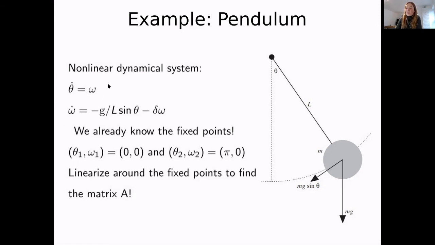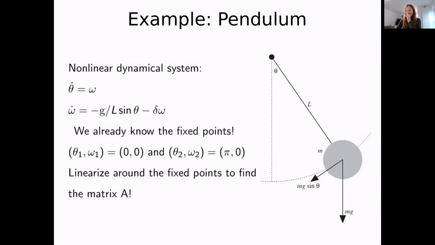Again, the first one is trivial. So the rate of change of my angle theta is just omega, and then we have where really the magic or the physics happens. This is the acceleration. So the force that makes your system oscillate.